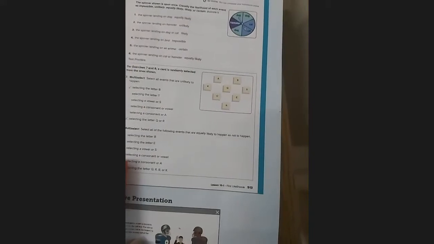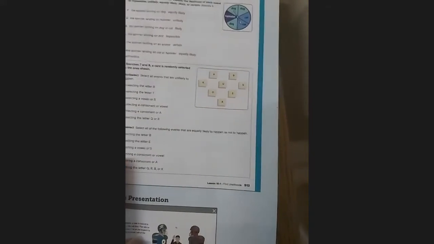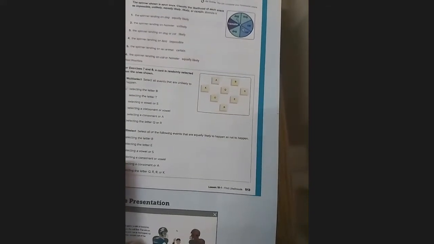or a. Consonant. I think it is consonant, by the way. Or a. What's this? How many consonants do we have? Unlikely. We have a, b. No, wait. We have 1, 2, 3, 4, and 5. It is likely.